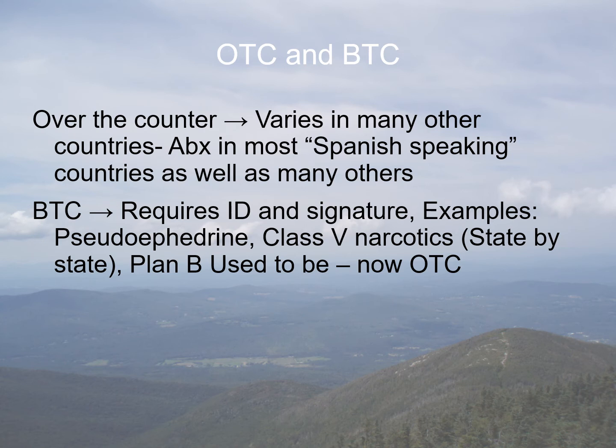prescription. Plan B, the morning after pill, used to be behind the counter. Now it's actually over the counter. Some places will actually still ask for ID just to prove that the person buying it is above the age of consent. Age of consent in Maine is 16, although 14 and 15-year-olds can consent if the person they're having sex with is less than 2 years difference in age.